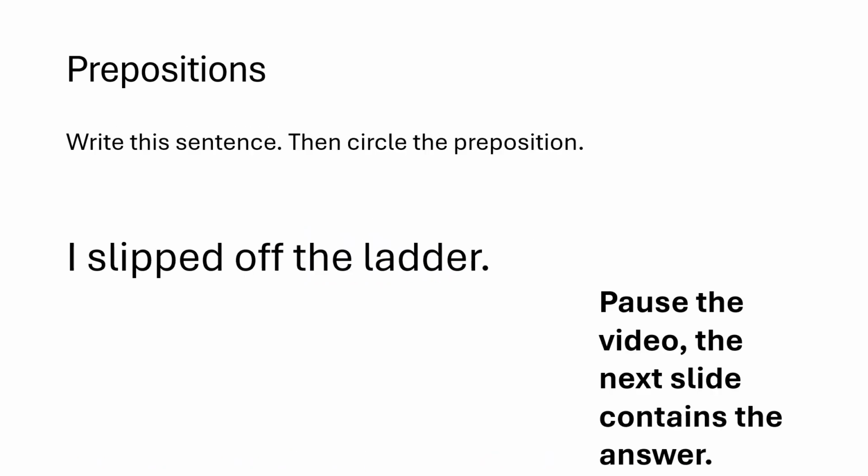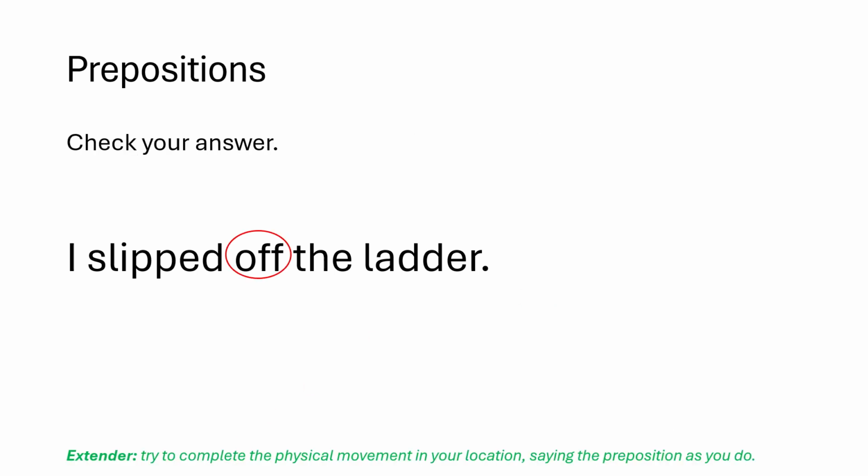Write this sentence, then circle the preposition. I slipped off the ladder. Pause the video. The next slide contains the answer. Check your answer. I slipped off the ladder. The preposition is off.